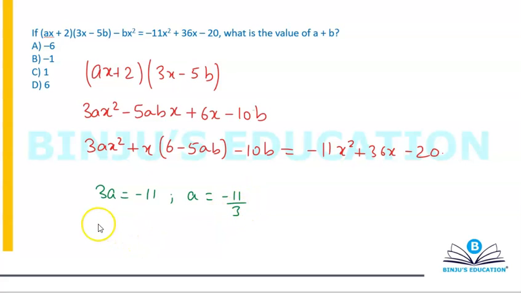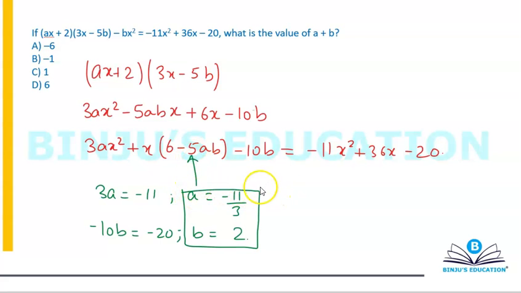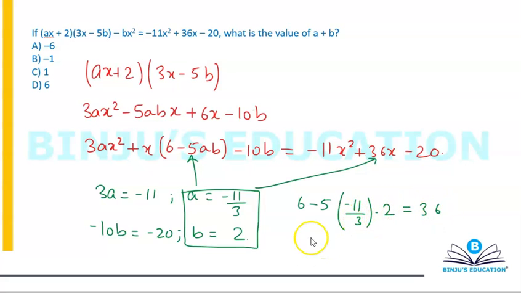I'm also going to get that negative 10b, the constant on the left hand side, is equal to negative 20, the constant on the right hand side, which means b is equal to 2. Now the question is to find the value of a plus b. Let me check whether this a and b satisfy the x coefficient. So 6 minus 5 into negative 11 by 3 into 2 should be equal to 36. This will give me 6 plus 110 over 3 is equal to 36, which I believe is not satisfying.